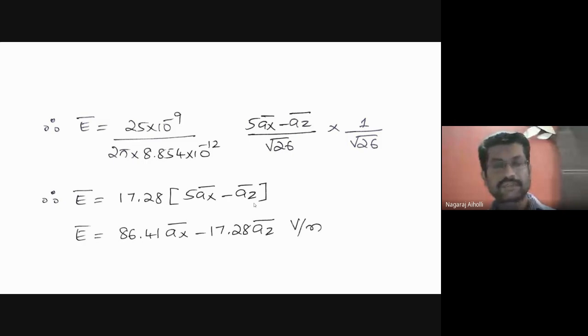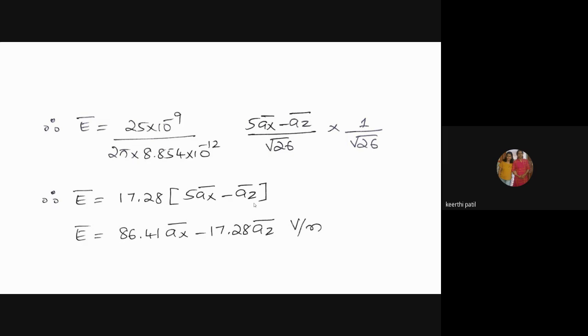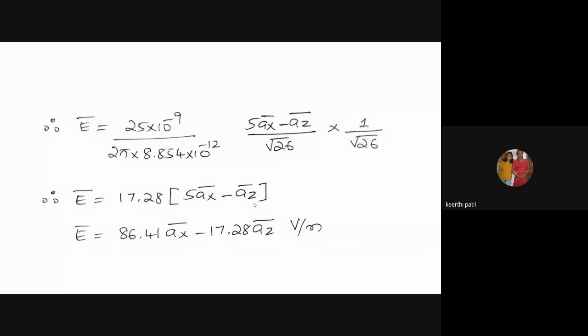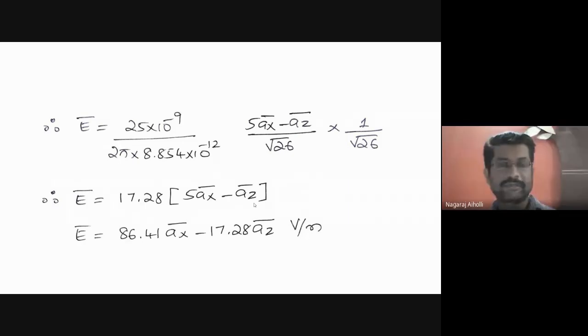How much are you getting, students? Is it correct? Did you verify? We are getting 17.29. A slight variation will be there because you have to consider 2 to 3 decimal places. Then you'll get exactly 17 something. Yes, slight variation is okay. So that into 5aX bar minus aZ bar.